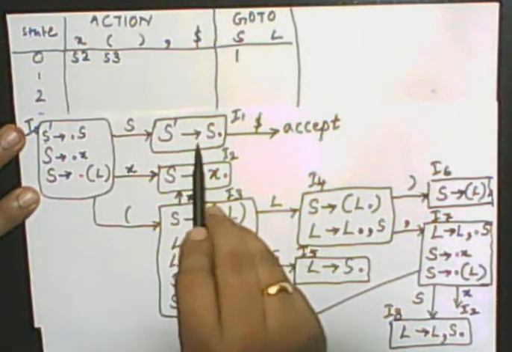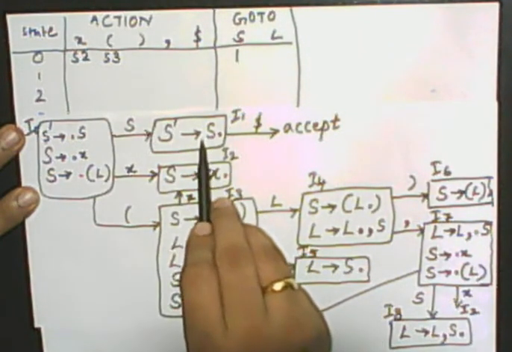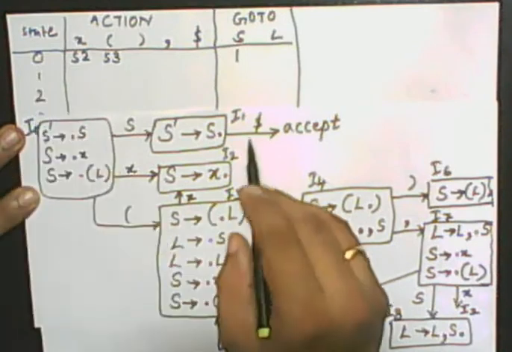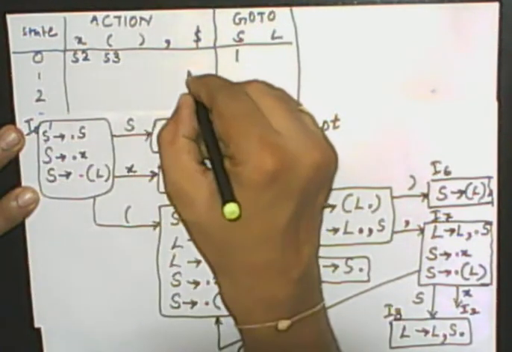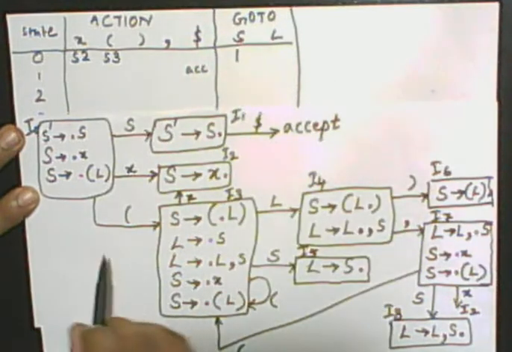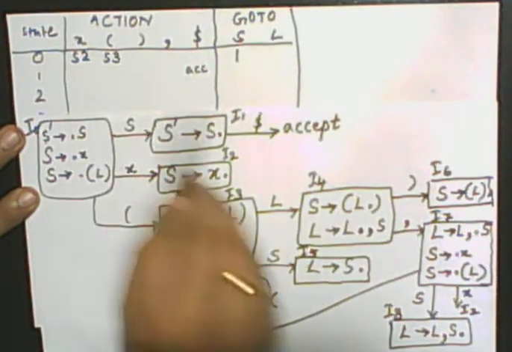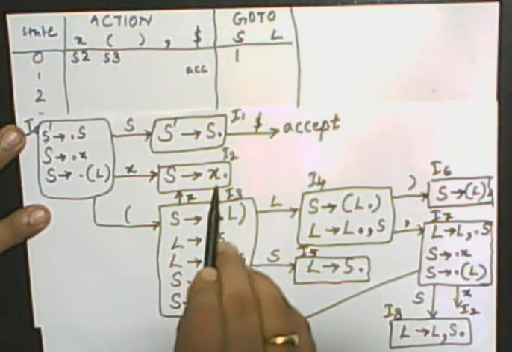Now let us see I1. It will be I1 on dollar, accept. And on the other there is nothing, since it is a final item there.